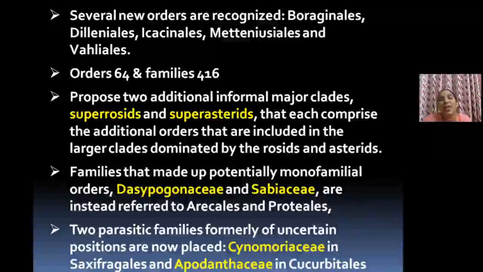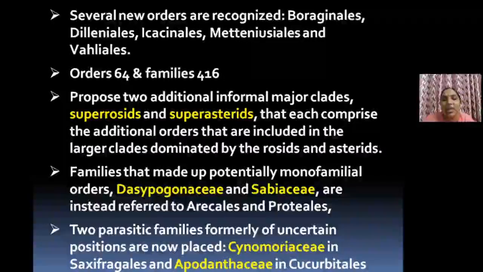But here again there are super clades. What are super clades? Superrosids and superasterids. So that is the important feature of APG4. New orders are there, 416 families are there, and new clades are there. Each comprises additional orders also.